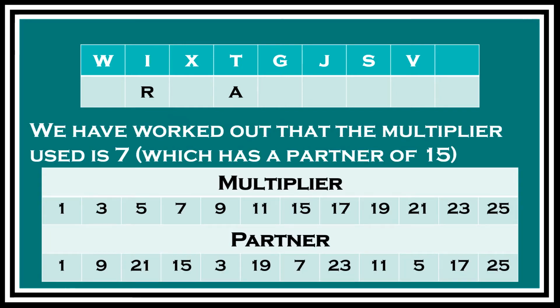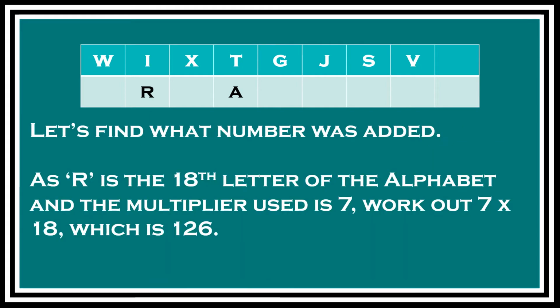If we look at the multiplier partner table, 7 has a partner of 15, which is going to come in handy when we want to crack the code, when we want to undo the effect of multiplying by 7 in encoding the message. But first we need to find the number that was added.